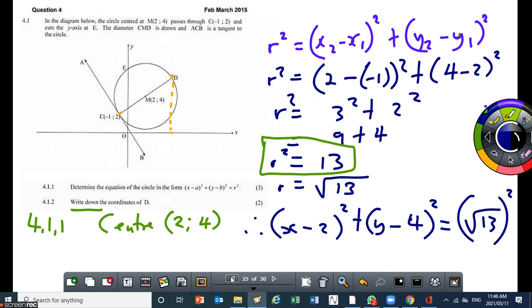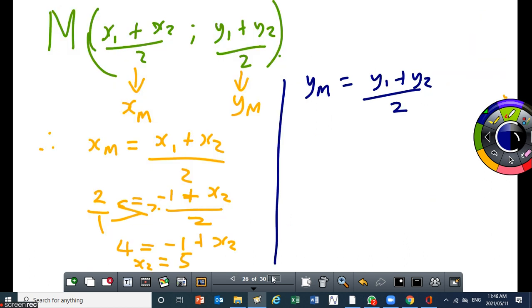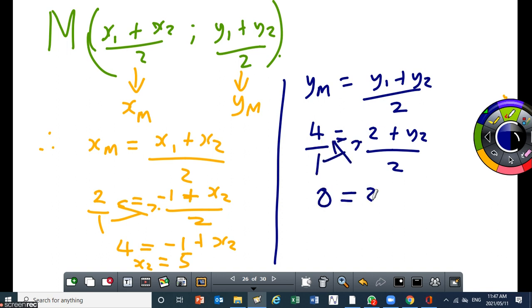My y1 is going to be 2. So I'll put 4 here. Then I'll put 2 plus y2 all over 2. The denominator there is 1. Cross multiply, we get 8, equal to 2 plus y2. And then you get 8 minus 2 is 6. So y2 is equal to 6. Therefore, the coordinates of D are going to be x equal to 5 and y equal to 6.